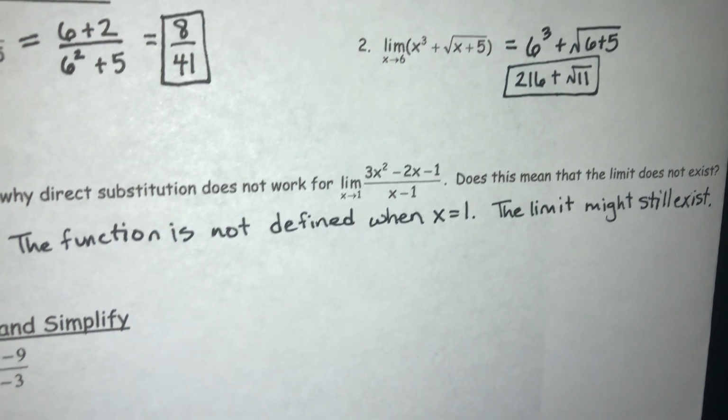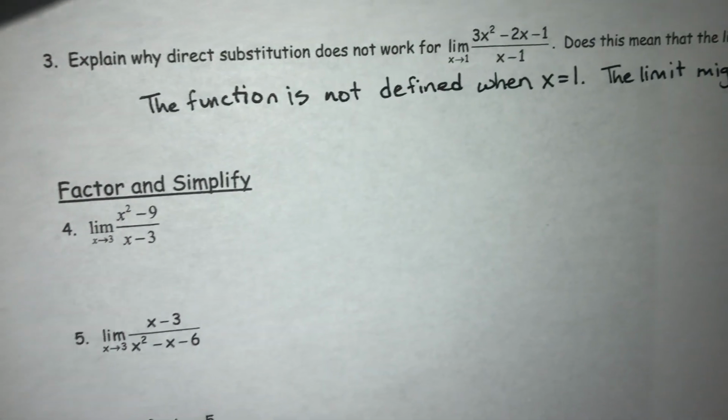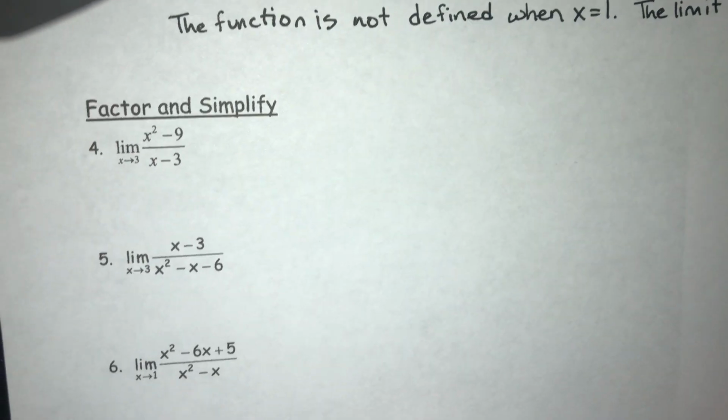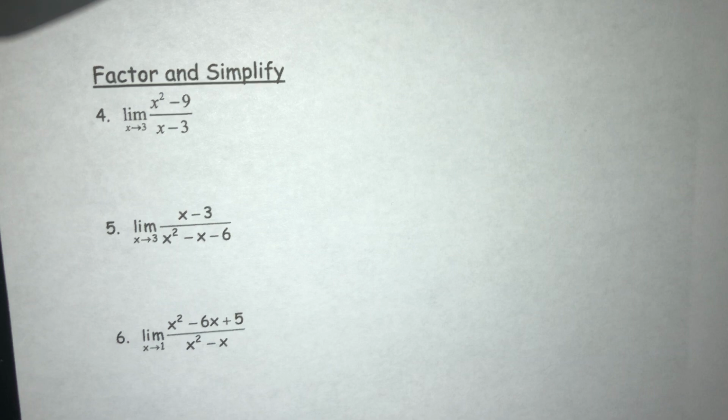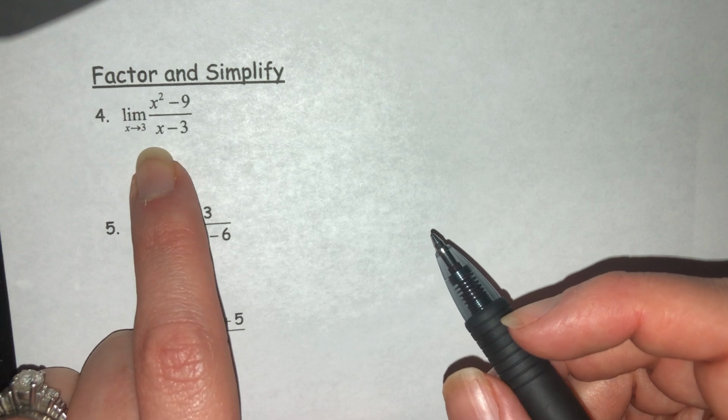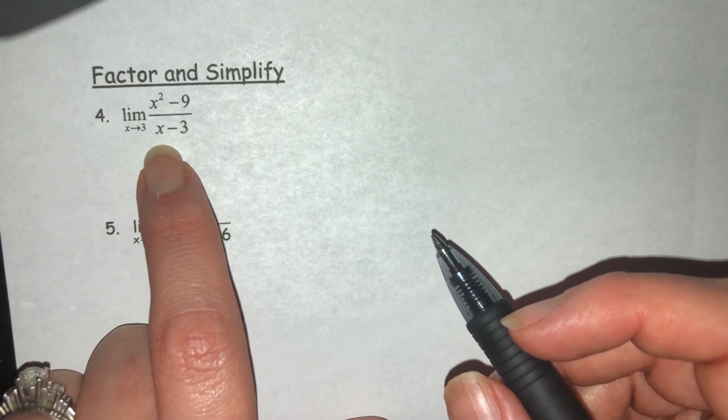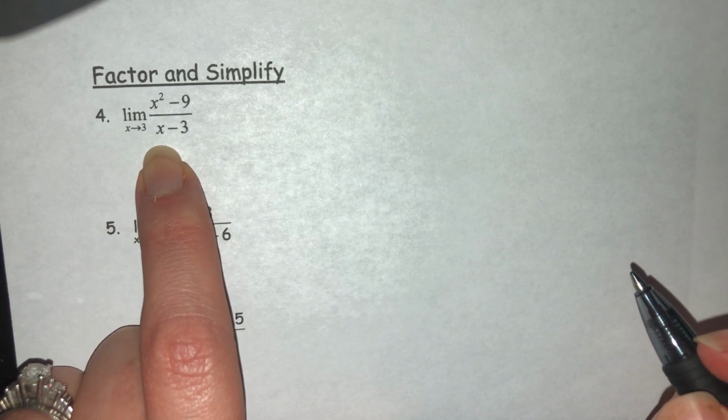Okay, so we're going to look at our next algebraic method for calculating limits, and it is called the factor and simplify method. So on number 4, we have the limit as x approaches 3 of the quantity x squared minus 9 divided by the quantity x minus 3. So, in order to do this, we cannot use direct substitution, because if you substitute the 3 into the denominator, you have 3 minus 3, which is equal to 0. So direct substitution won't work.